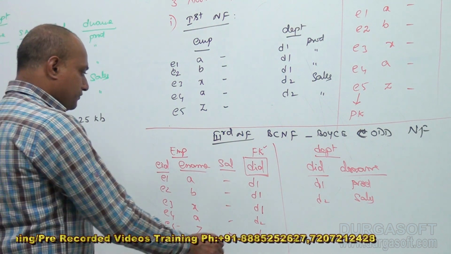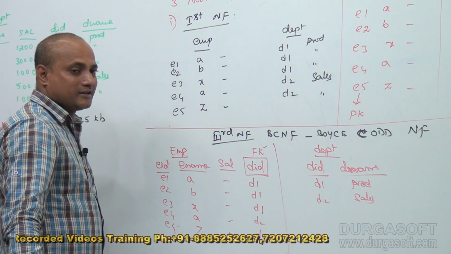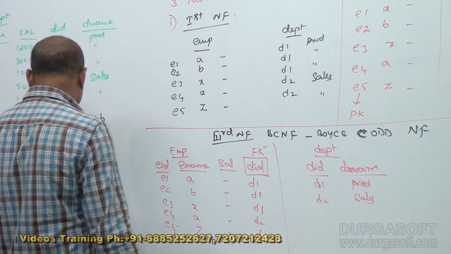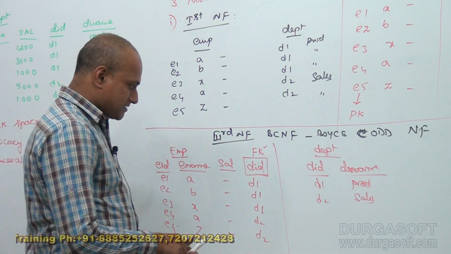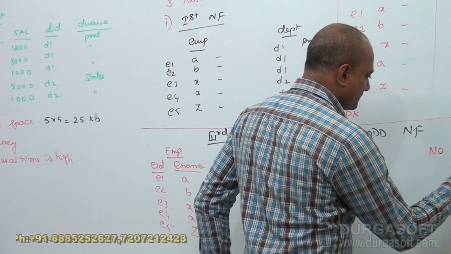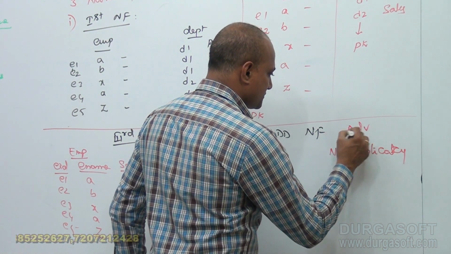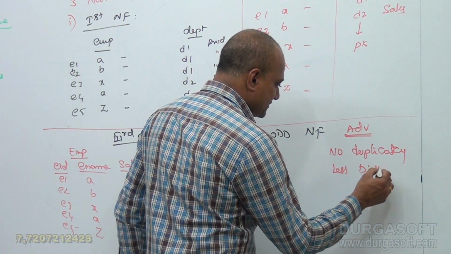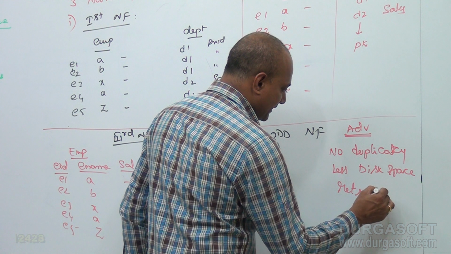Here, if you can see these 2 table data, there is no duplicate records. I am not saying about values. There is no duplicate records. First point. Next, data duplicacy eliminated after normalization. Next, it occupies less disk space. See, no duplicacy. This is one advantage. Advantages: no duplicacy, less disk space, and retrieval time is automatically less.